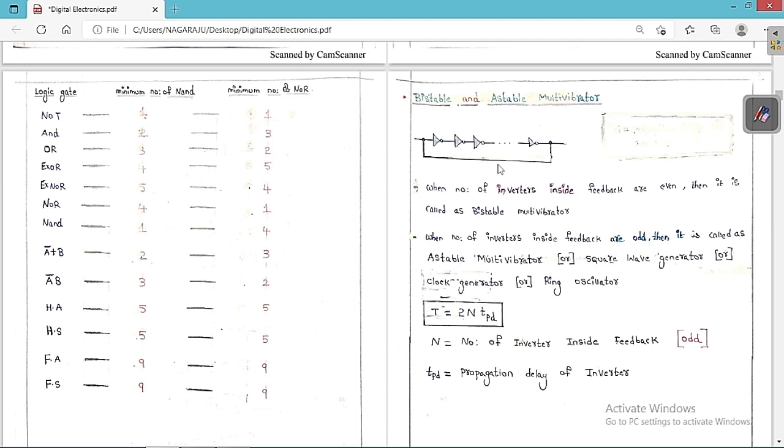And if you want to find the time period in this astable multivibrator, the total time period is equal to 2 into N into TPD, where N is the number of inverters present inside the feedback, and it is always an odd number, whereas TPD is the propagation delay of the inverter.